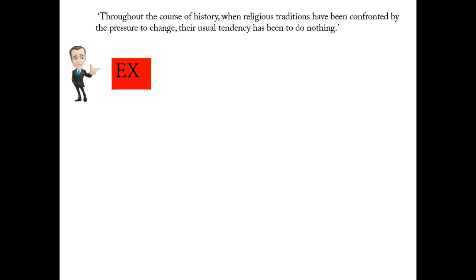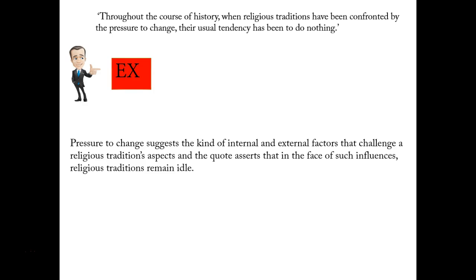The second sentence defines strange terms and explains the topic to really show I'm engaging with the question, like this. Pressure to change suggests the kind of internal and external factors that challenge a religious tradition's aspects, and the quote asserts that in the face of such influences, religious traditions remain idle. The first half of the sentence defines the term pressure to change, and the second explains what the quote is saying, even though I disagree with it.